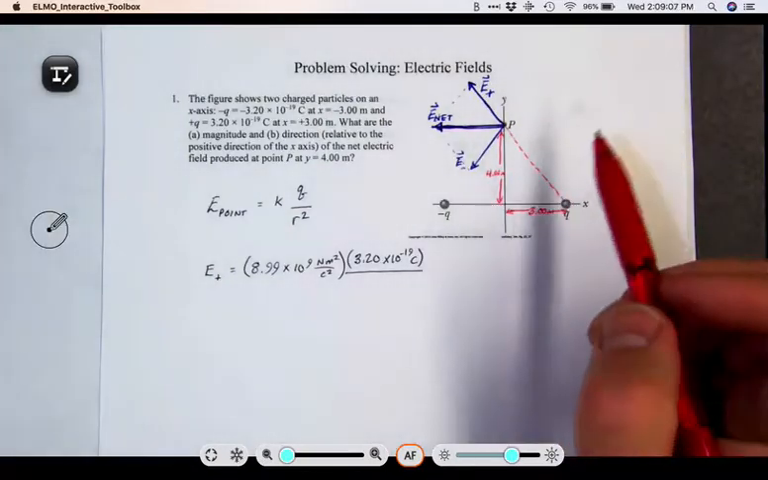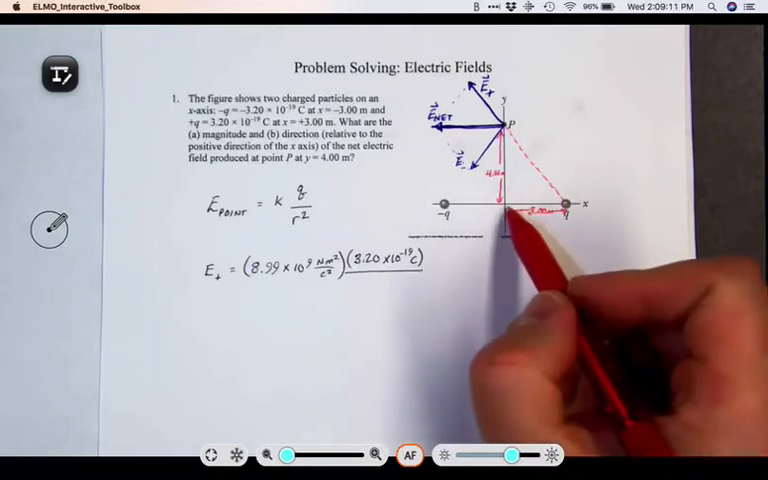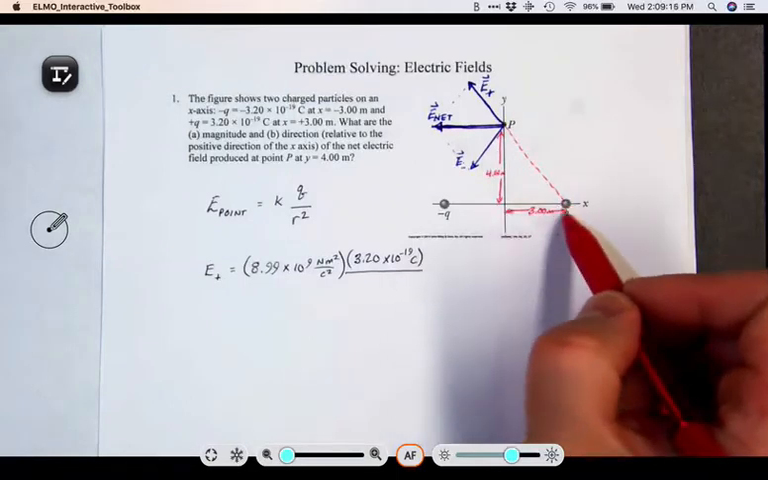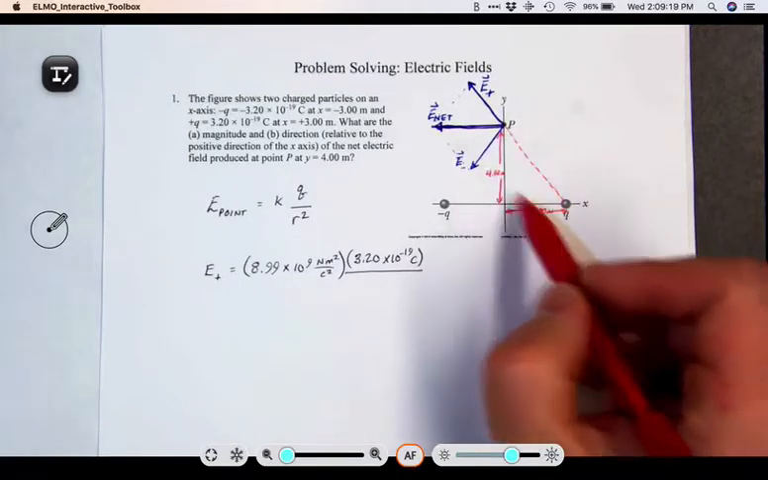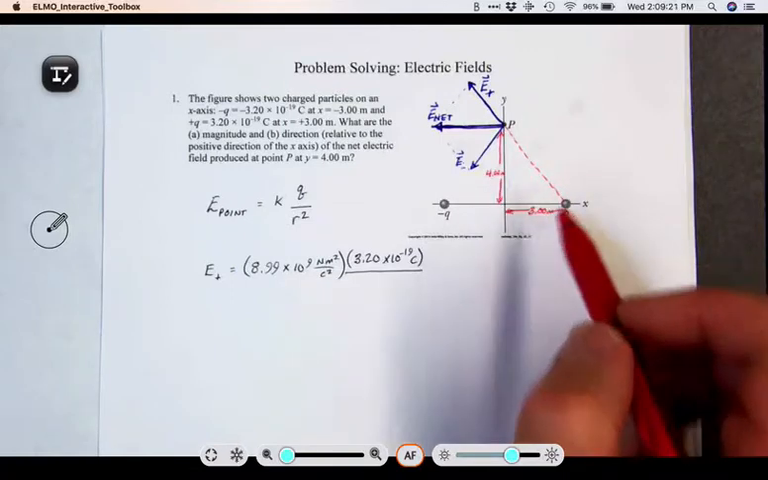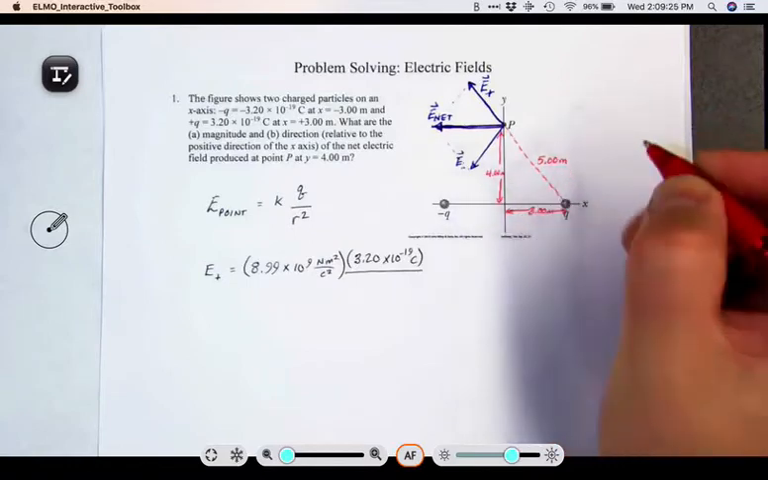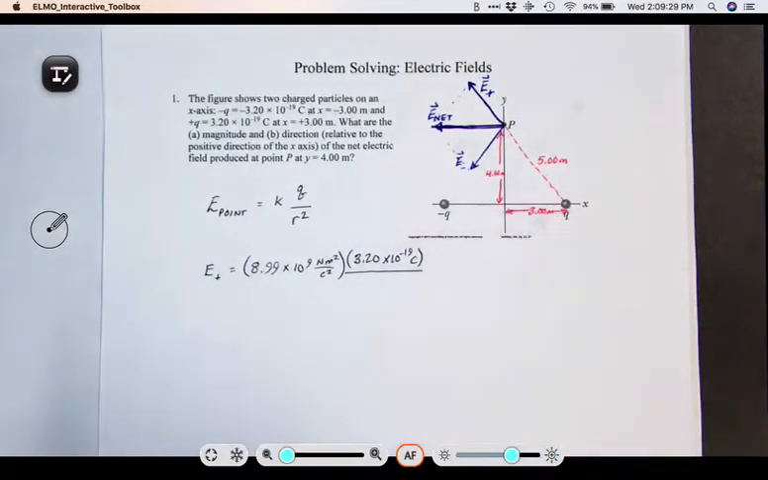Recall from your previous geometry work that a squared plus b squared equals c squared. So 3 squared is 9. 4 squared is 16. 9 and 16 together are 25. And the square root of 25 is 5 meters. You might have even remembered that quote-unquote special 3, 4, 5 triangle from previous math that you've done.